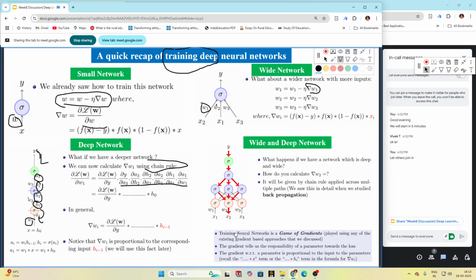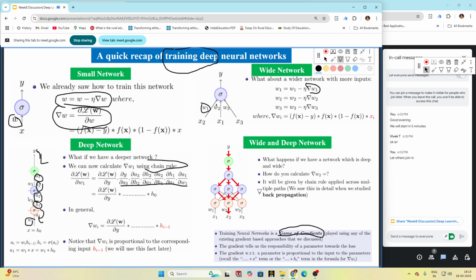So in all the neural networks you have seen, training a neural network is a game of gradient. Nothing else we are doing. In backpropagation we just subtract the gradient from our previous weight to get a new weight. So it is a game of gradient. The gradient has the responsibility of a parameter towards the loss, because we are calculating the gradient by del L by del W.